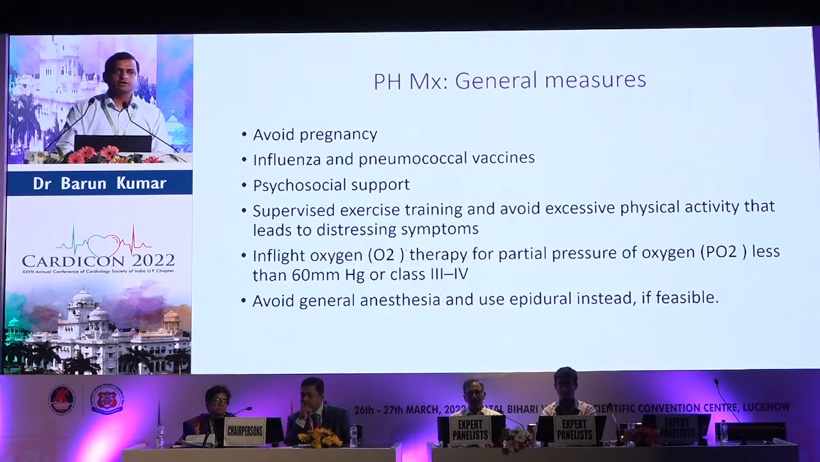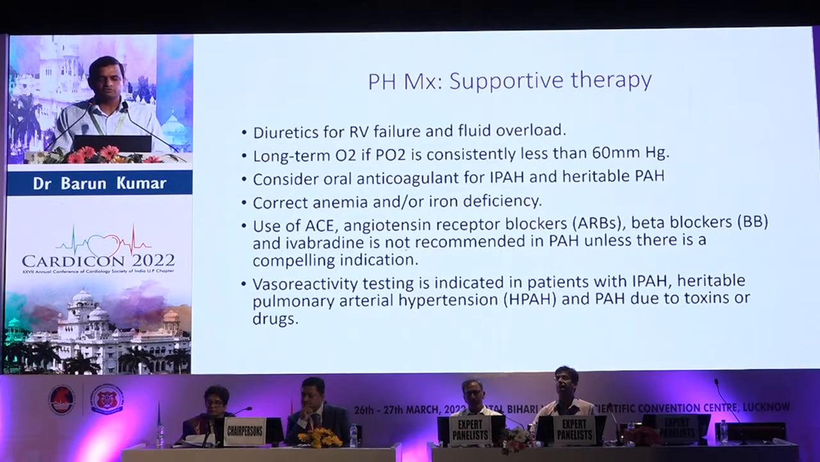So in the management part, general measures should be taken, like patients should avoid pregnancy, vaccination with influenza and pneumococcal should be done, psychosocial support, supervised exercise training and avoiding exertional activity, oxygen therapy for patients having PO2 less than 60, and avoid general anesthesia; epidural anesthesia should be preferred. Supportive therapy: if there is RV failure, diuretics, long-term oxygen, oral anticoagulation in the case of IPH or pulmonary thromboembolism, we should correct anemia, and use of ACE inhibitors, ARBs, and beta blockers, which we cardiologists often do, should be avoided unless there is a compelling indication.